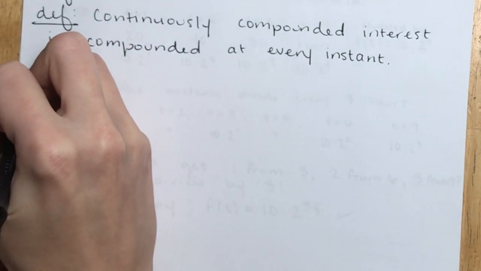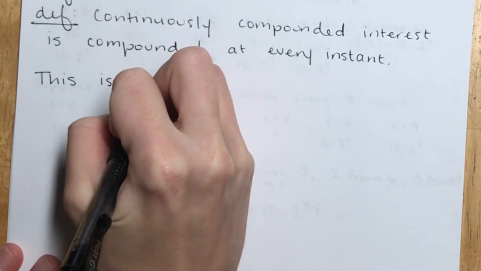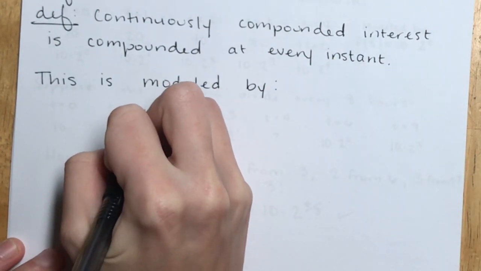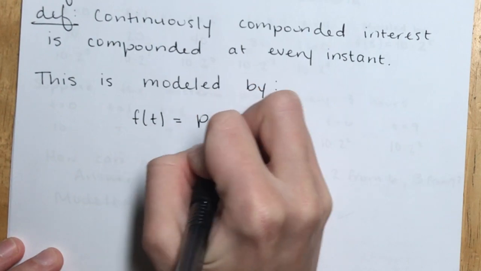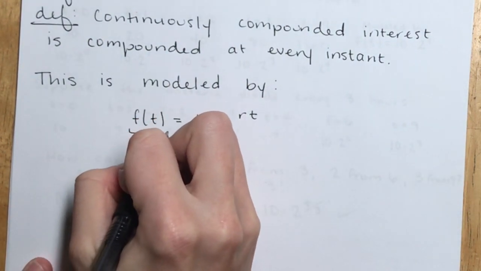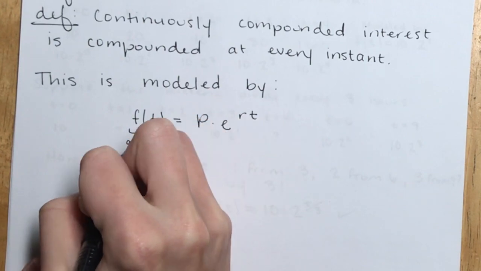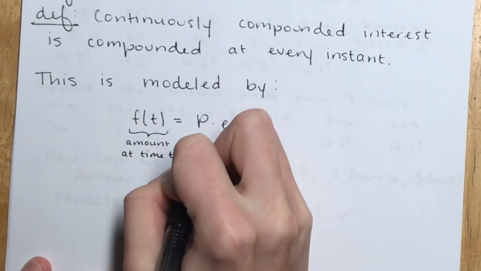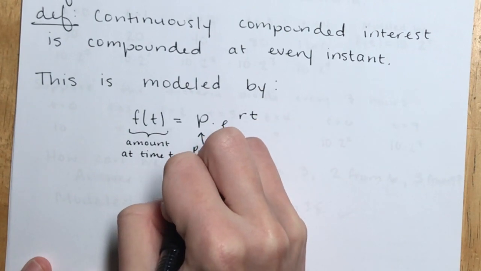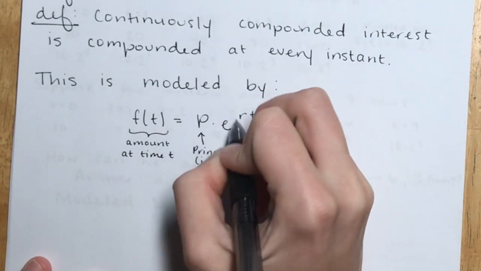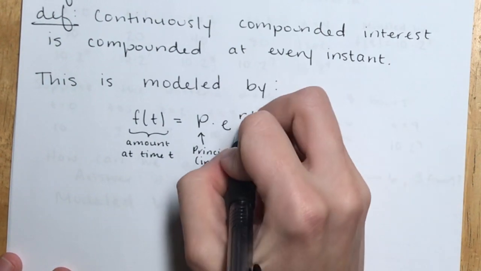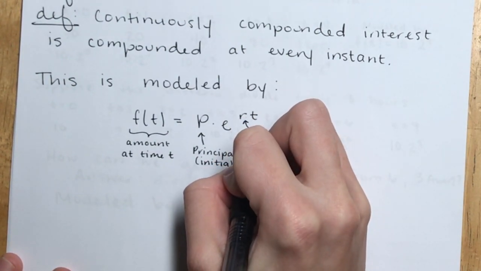This is modeled by f of t equals p times e to the rt. So again, this is amount at time t. P is still our principal amount, which is just the initial amount. E is E, right? E is just a number. And r is our rate as a decimal.